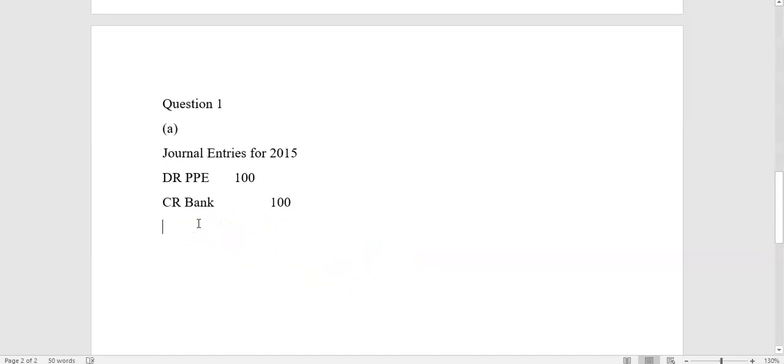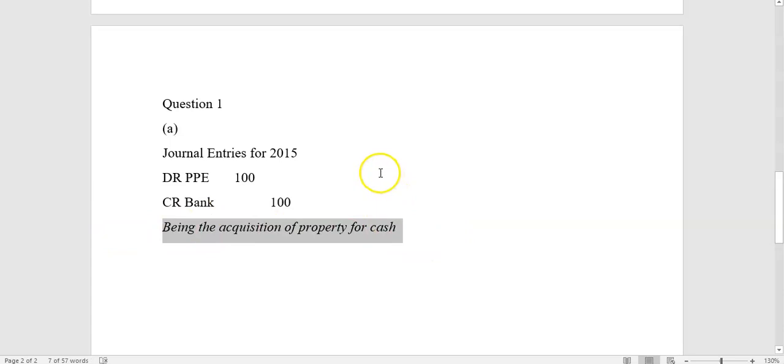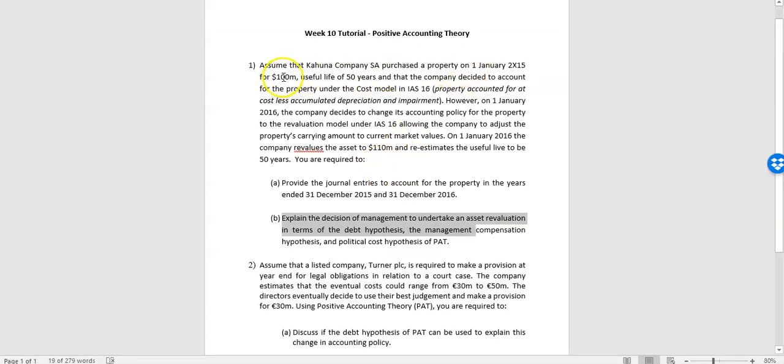And now you can give the narrative you wish, being the acquisition of property for cash. So just say you paid in cash, i.e. you paid through the bank. If you said by check, that's fine as well. So we're told in 15, they acquired a property for $100 million, useful life of 50 years and using the cost model.